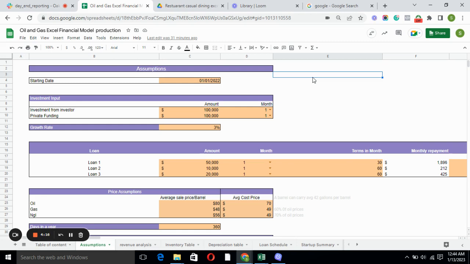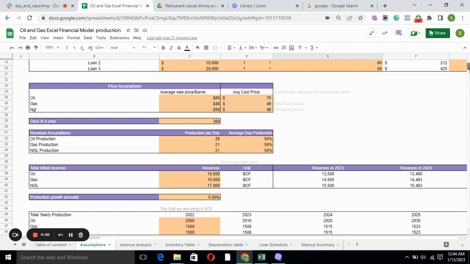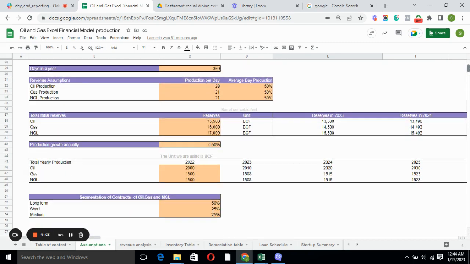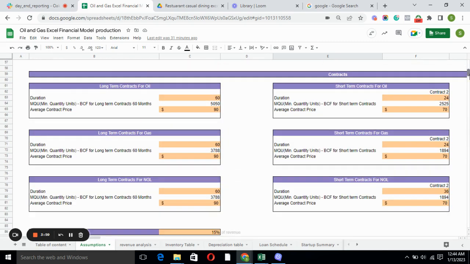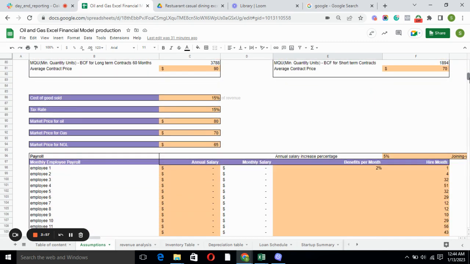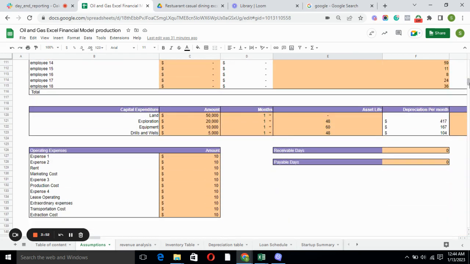What does assumptions basically include? It includes all the basic information which is required for the business, like investment input, loan, price assumptions for the products we are offering, revenue assumptions, reserves, production, annual growth, segmentation, the contracts, monthly employment, payroll, capital expenditure, operating expenses, and every other little thing which is required for the business.